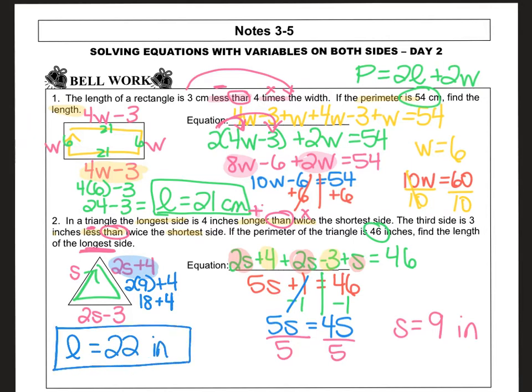And remember, you can always check this. So the longest side was 22, the shortest side was 9. If I plug in 9 for the third side, I get 18 minus 3 is 15. So if I add up all of those, I do get 46.